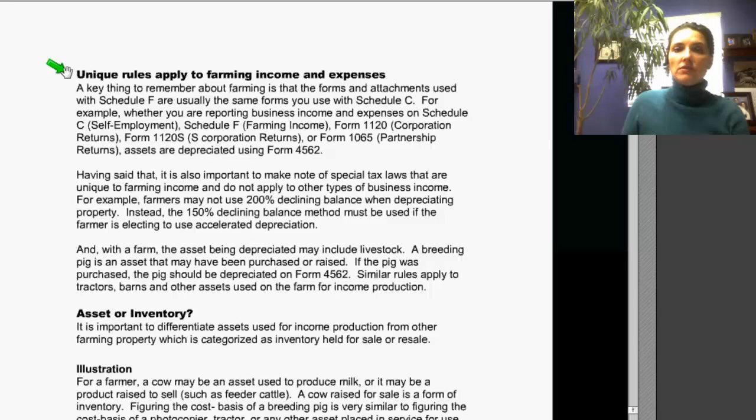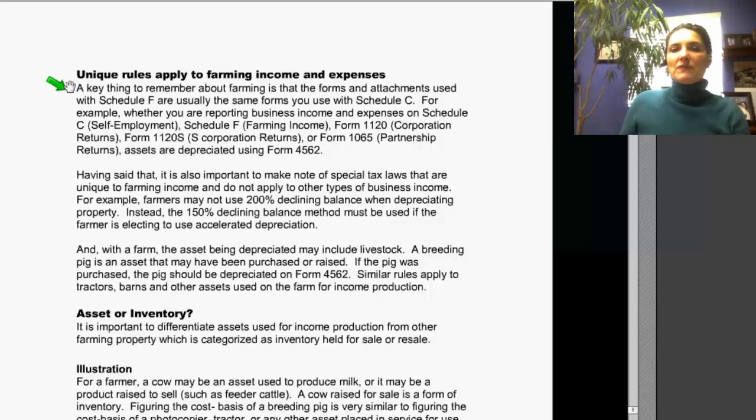If you live in a rural area, you're going to have lots of farmers walking in the doors of your tax office. If you live in an urban area like I do, you might see one farm tax return in 10 years. So it's a very regional type of return, of course.